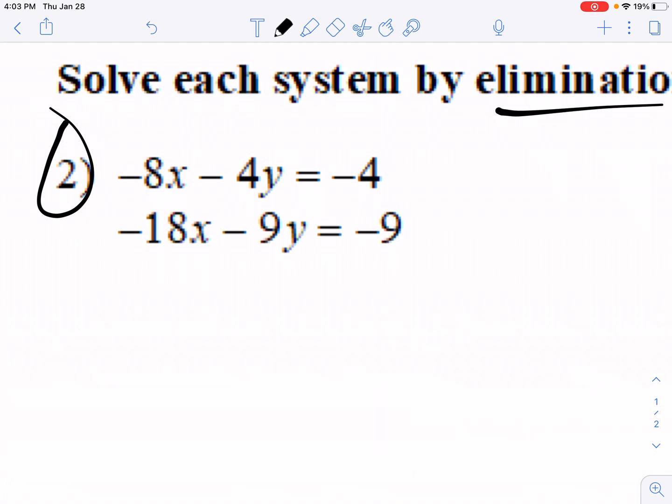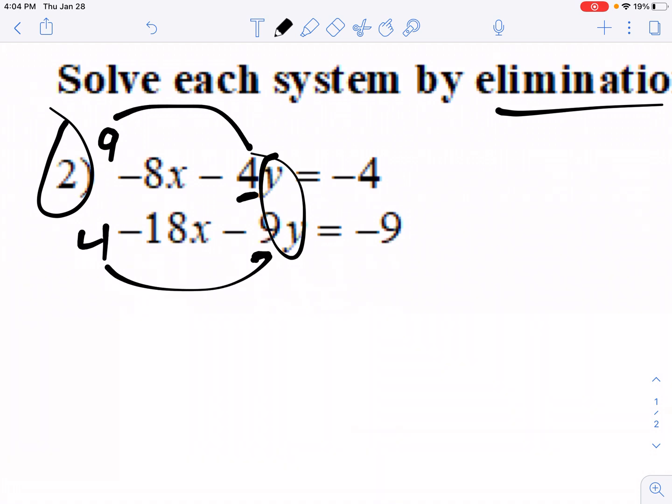If we wanted to eliminate, let's say we want to get rid of the y's here. Notice we have a 9 here and a 4 here, or a -4 and a -9. If we multiplied the first equation by 9 and the second equation by 4, then we'd have 9 times 4 and 4 times 9, okay? Now, the only thing about that is we have to also create opposite signs. Currently, we would have 9 times a -4 and 4 times a -9. Both of those would result in a negative number.